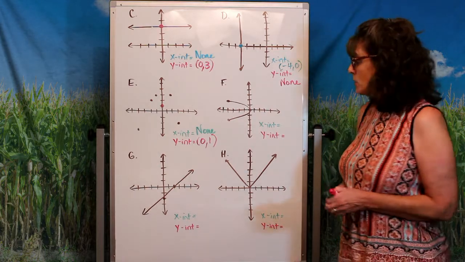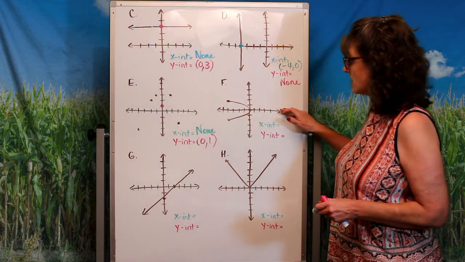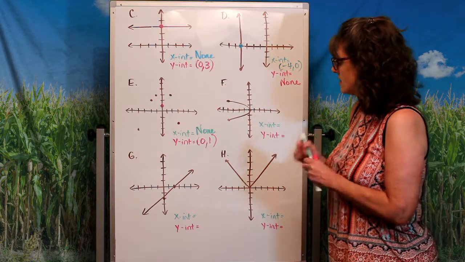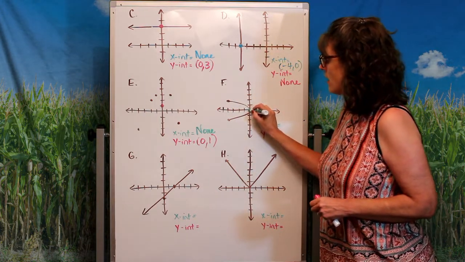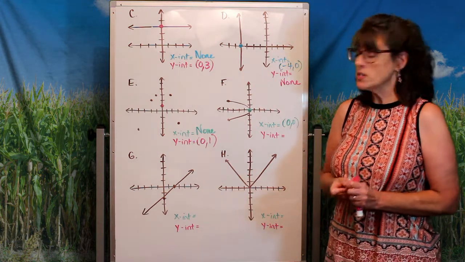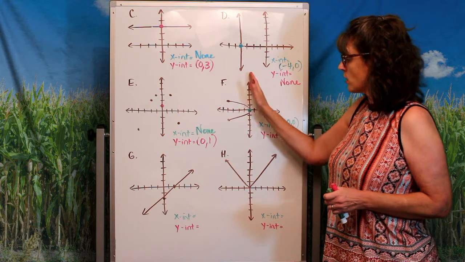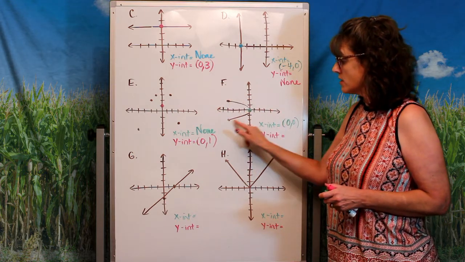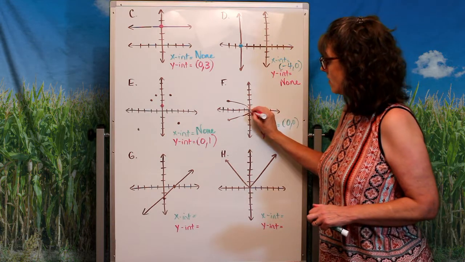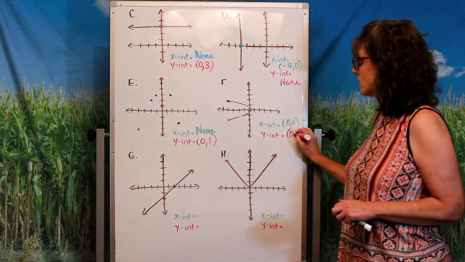Remember, x-intercept is where that graph is going to cross this x-axis right here. So where is this graph crossing that x-axis? Right here at this point, and that's the origin, (0, 0). Now, definition of y-intercept is that it crosses this axis. Where does this graph cross this axis? Yep, right there, at the same spot, (0, 0).